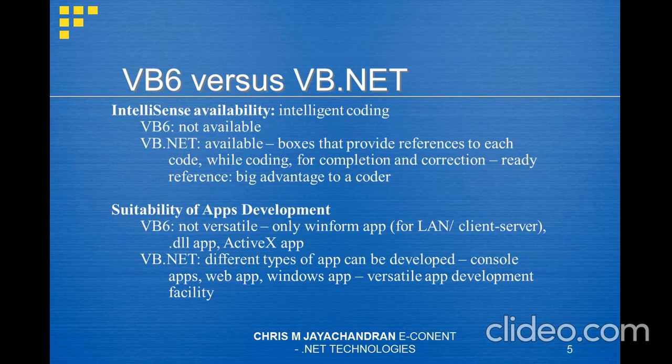Then we have the next heading with which we can understand the differences as availability of intellisense. We know how important intelligence for a human being is. In a similar manner, intellisense plays a vital role in VB.NET. Intellisense is responsible for the boxes that open up and provide ready reference or help to the programmer as he or she is coding. Such intellisense is not available in VB6.